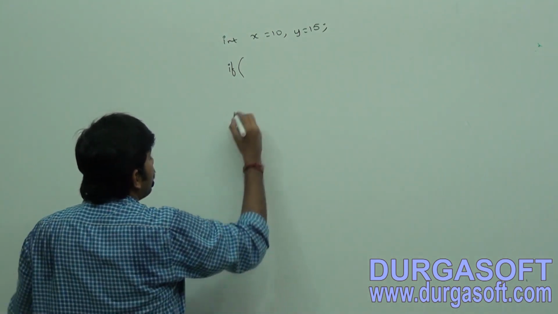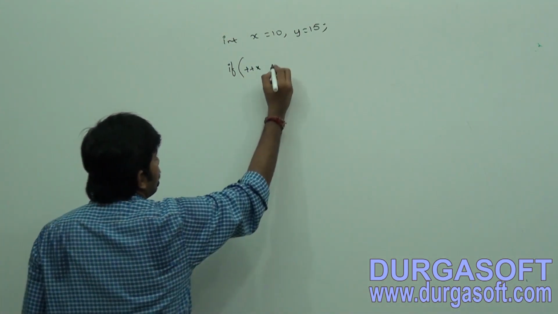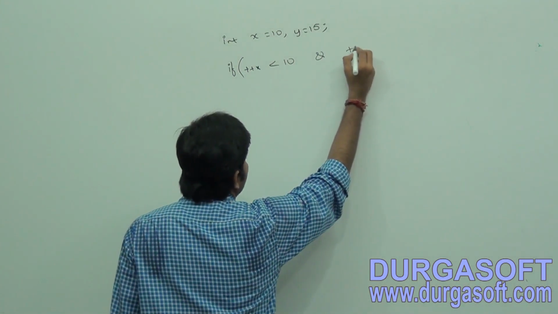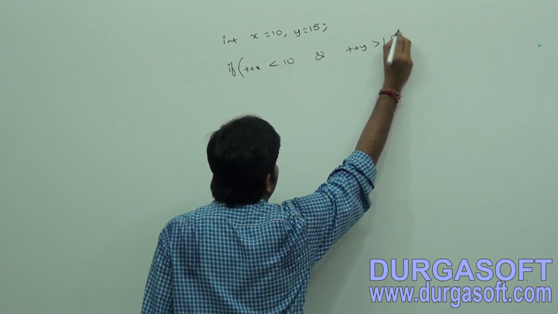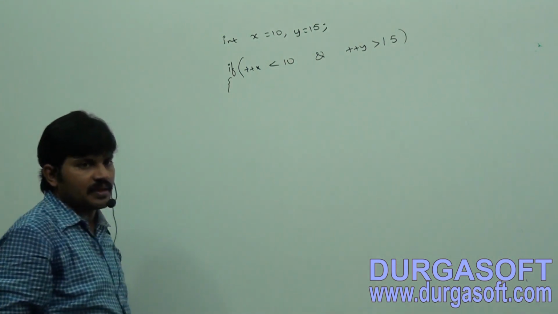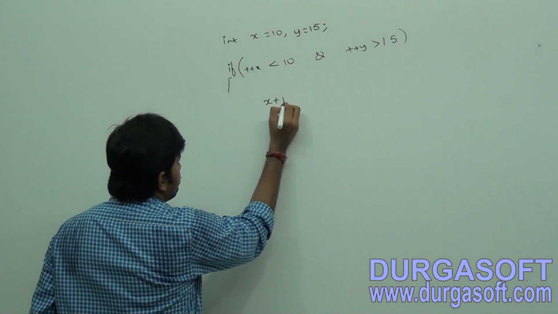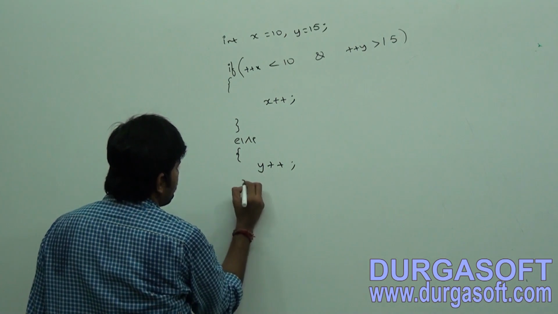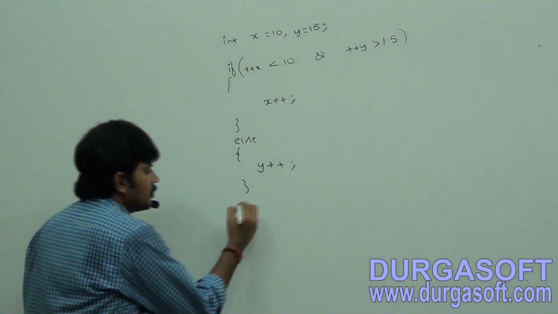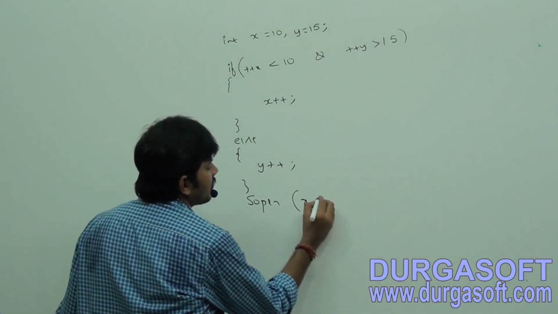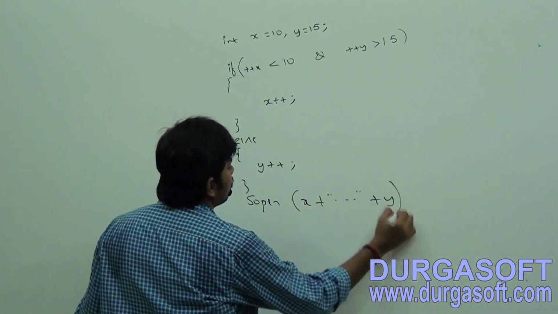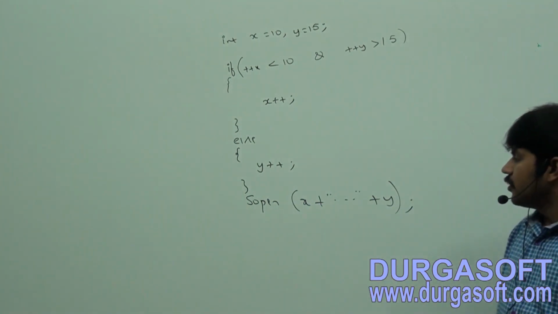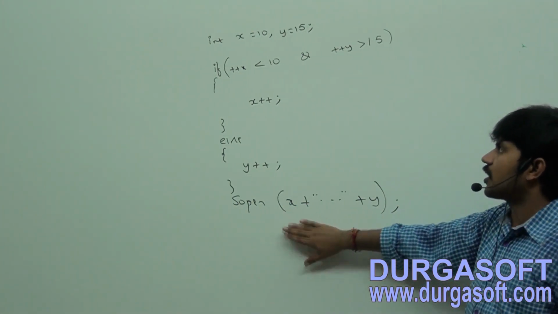If (++x < 10 & ++y > 15) then x++, else y++, and then System.out.println(x, y). Can you tell me what output I will get?